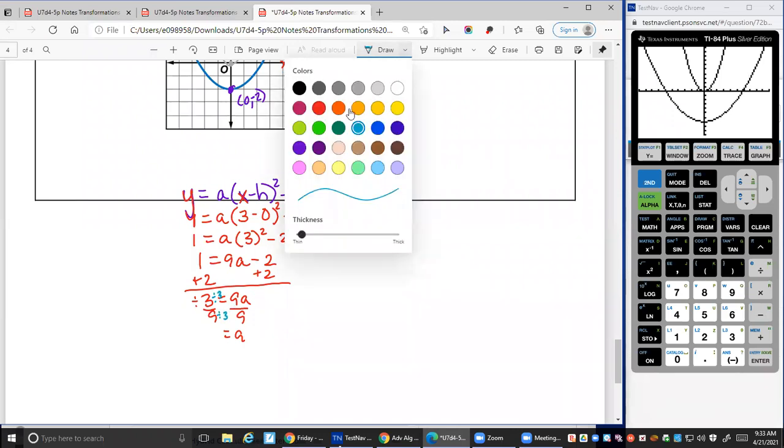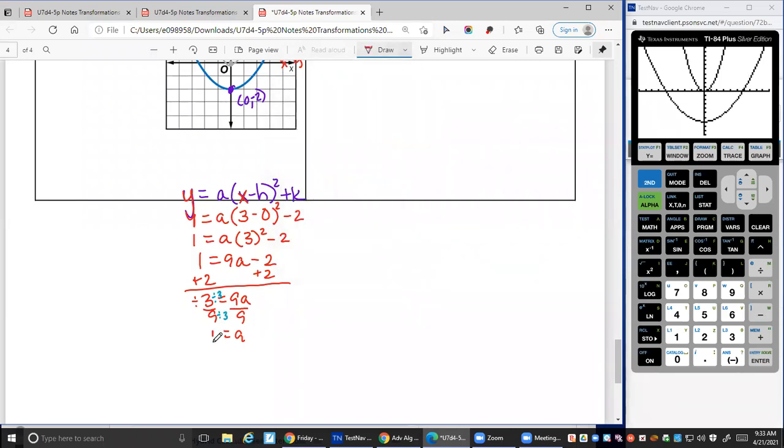1/3, right? That's what you meant. 1 over 3. So now we know what a is, right? We can write our equation. Y is equal to, because we like to leave the y, we've got 1/3. We have x minus 0 squared plus, and oh, that's a -2.